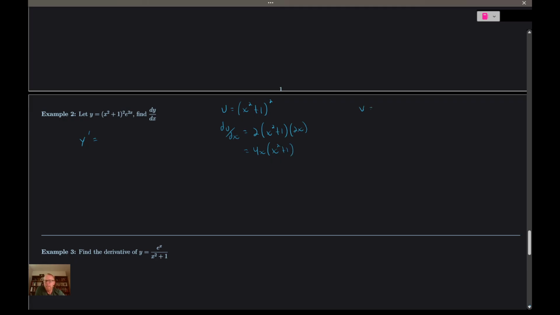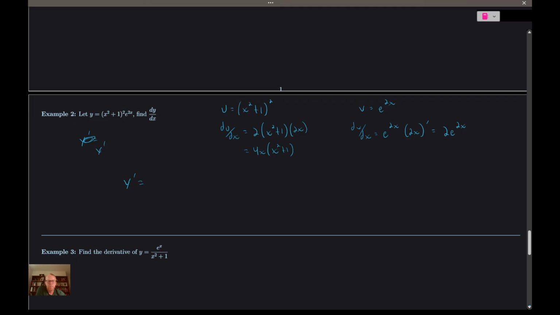And then our v is going to be e to the 2x. And then our dv over dx is going to be e to the 2x times the derivative of 2x. So that will be 2e to the 2x. So now we'll bring this down here just so we have plenty of room.